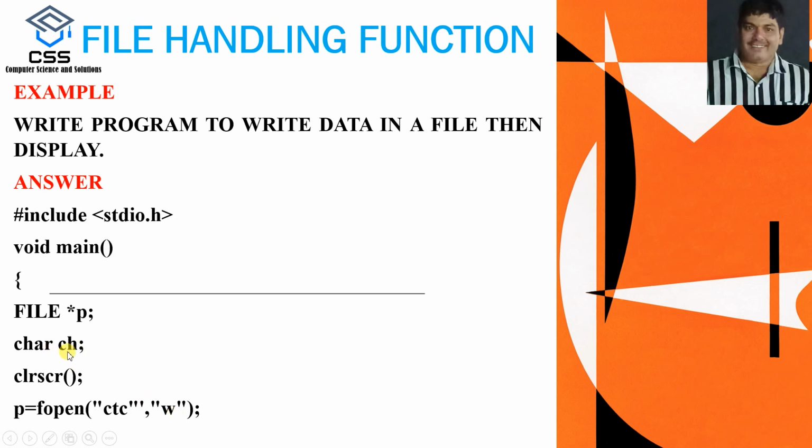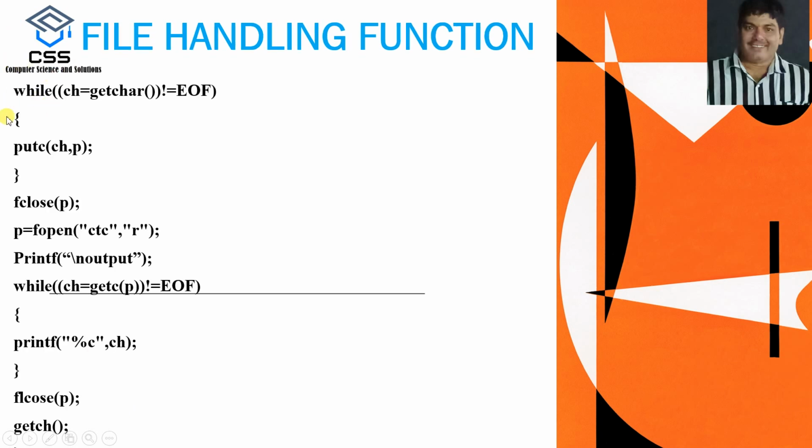Why is ch taken? It is the character variable where the value is input first, then it has to be written to the file pointer P. Writing to P means it is written in the file ctc. So a loop will be taken, but why? Because as much data as we want, we can give according to the user requirement with the help of a loop. Hence the loop is taken. Getchar is used to read a character at runtime from the keyboard. If at runtime you want to input a character, then you have to use the getchar function.